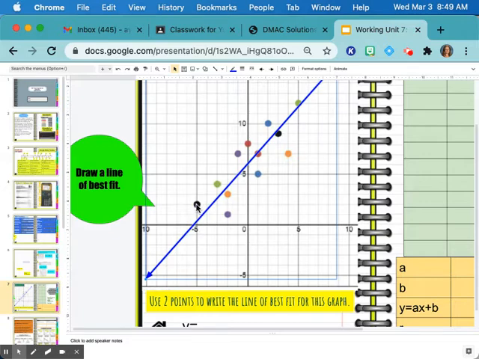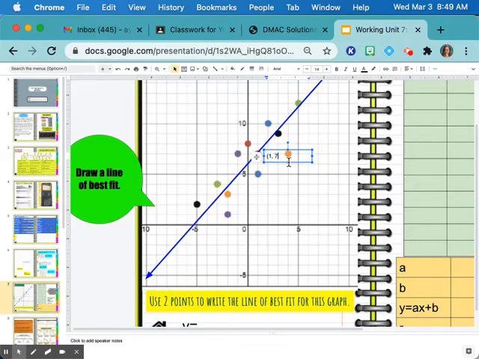Negative 5, 2. Oh, that's on mine. My bad. Not on mine. 1, 7. Okay, so let's go ahead and make a text box. And let's type that point 1, 7. Okay, what other point should we use? The black one or the green one? What do y'all think? The green one. Okay. So what is that point then? 5, 12. Yeah. Okay, we have 2 points.